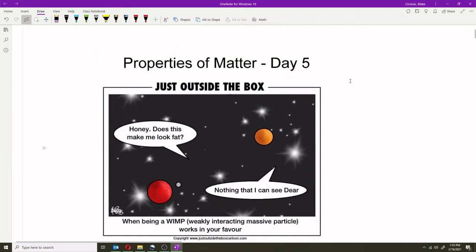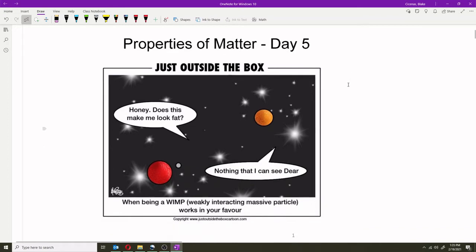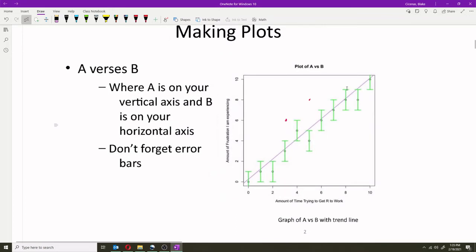All right, properties of matter, day 5. We talked about density, or rather, you did density stuff, and you made a pretty graph, pretty colors. Okay, making plots. Whenever you make a plot, you're always going to do y versus x, so A versus B.